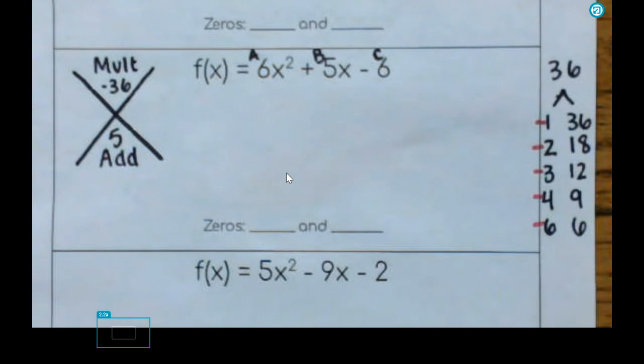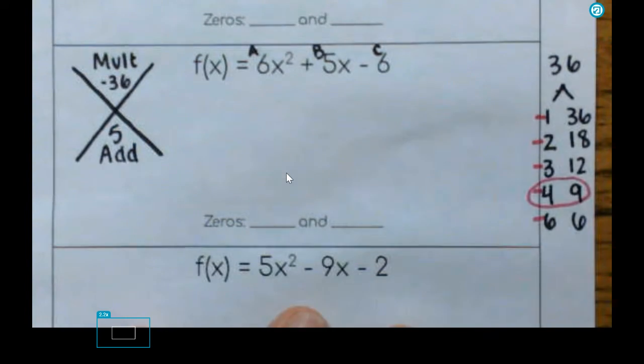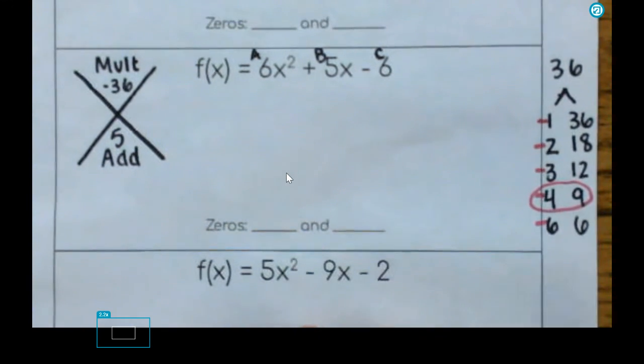Then, once we've made the little ones negative, which of those pairs adds together to be 5? Negative 4 and 9. Because if you just think about it this way, 9 minus 4 is 5. You can think about it as subtraction. So negative 4 and 9. Okay.